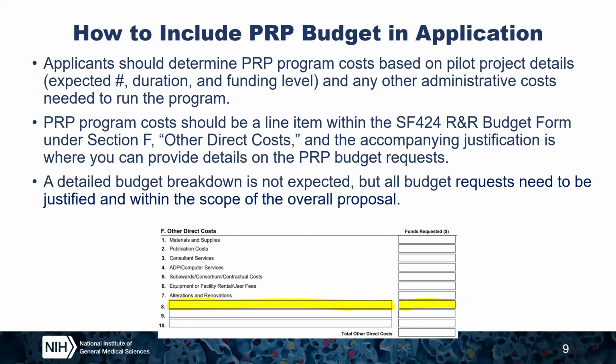The pilot research project program cost should be a line item within the SF424 R&R budget form under Section F of other direct costs. And you can see what this looks like in the screenshot below on the slide. The accompanying budget justification is where you need to provide details on the pilot research project budget request. And so, a detailed budget breakdown is not expected because you aren't proposing specific projects at this point, but all general budget requests need to be justified and within the scope of the overall BRE-SPAD proposal.